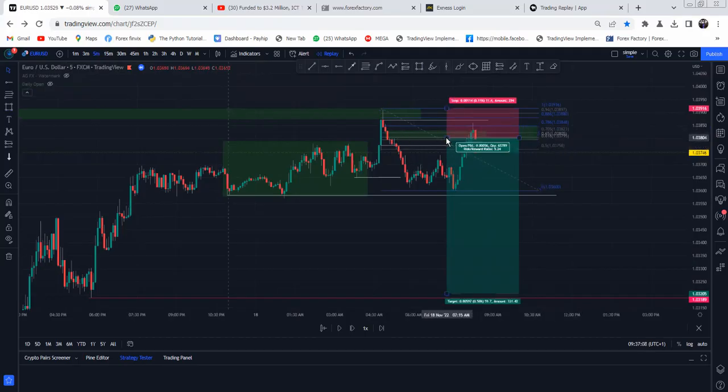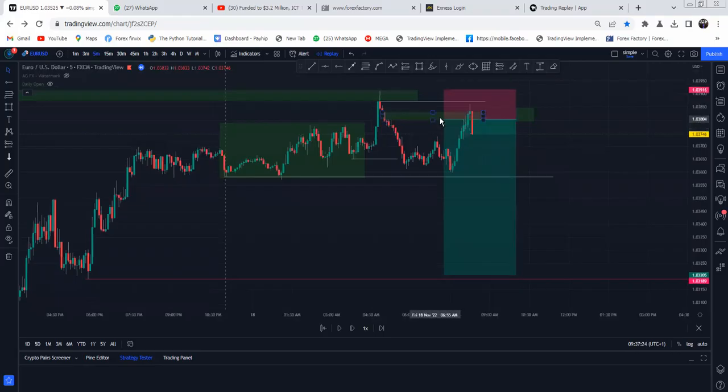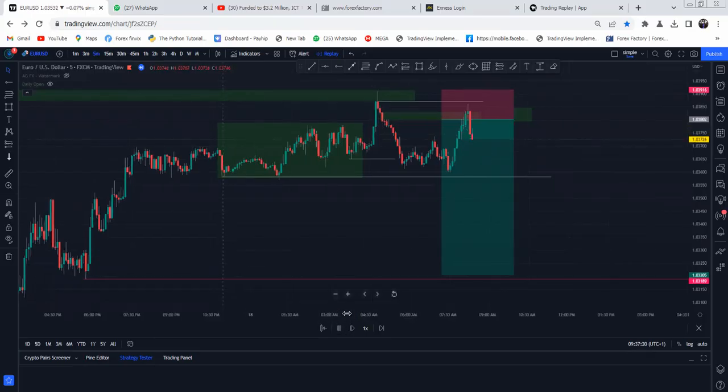So that's a good entry, right? That's a good entry right there. The open of the other block is around the 50%, so I'll prefer a much more discount level for price to sell from. So that's where my entry is going to be, and from there, price started selling off.